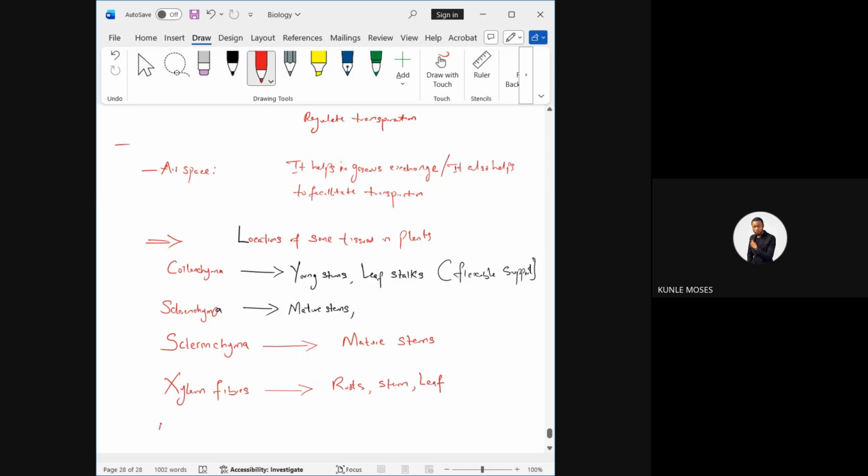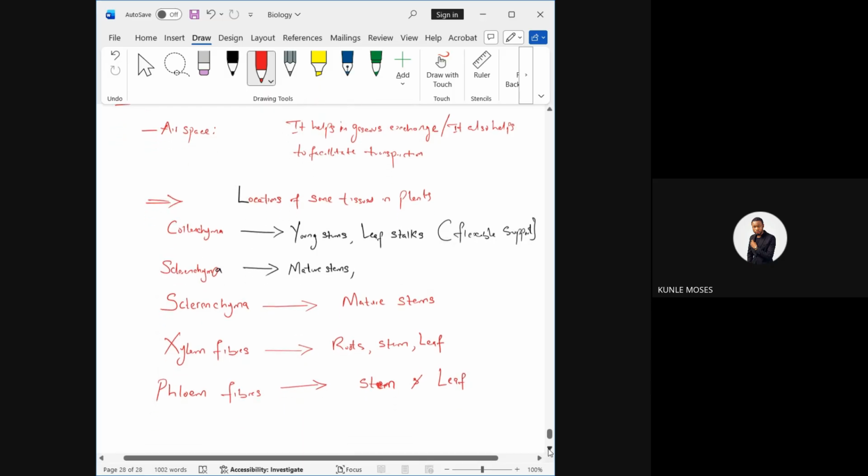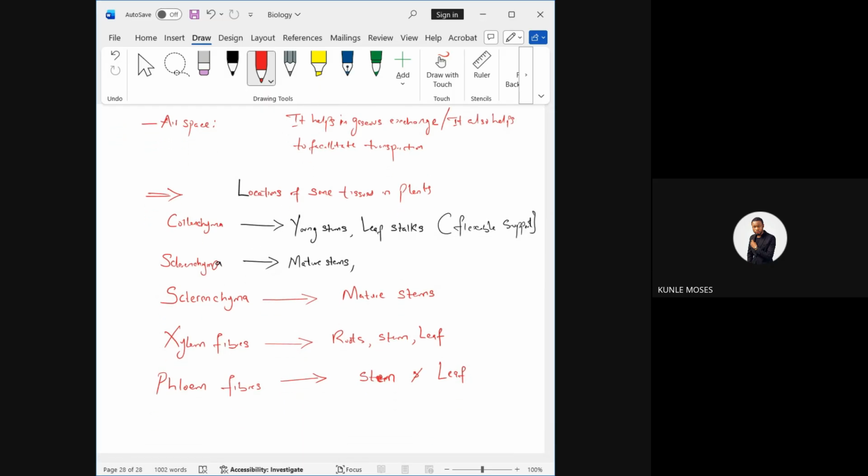The phloem fibers. The phloem fibers are found in the stem and the leaf. So these are the major things that we ask you.